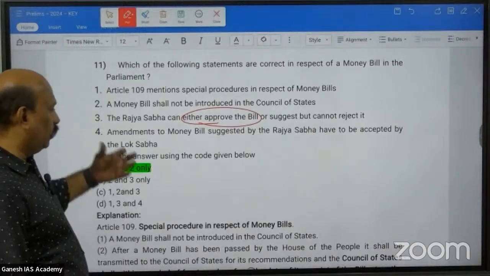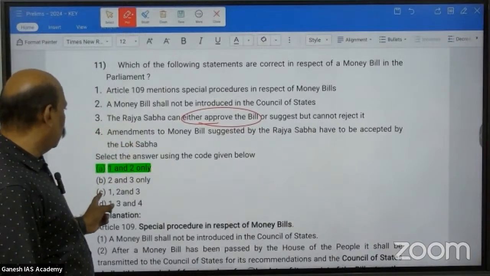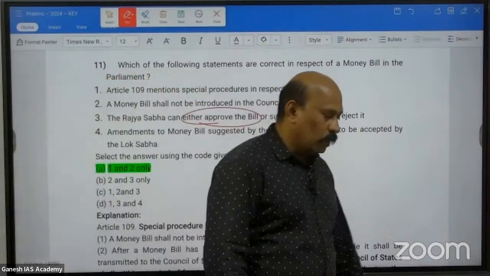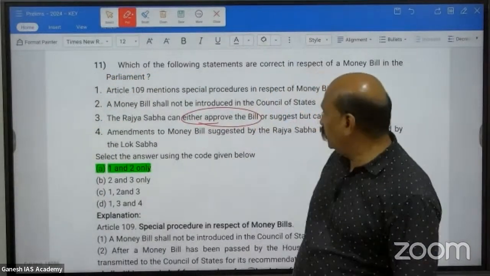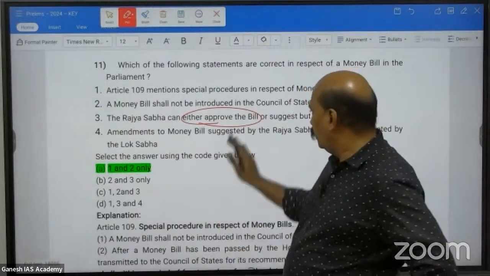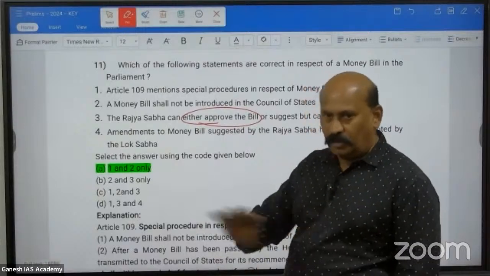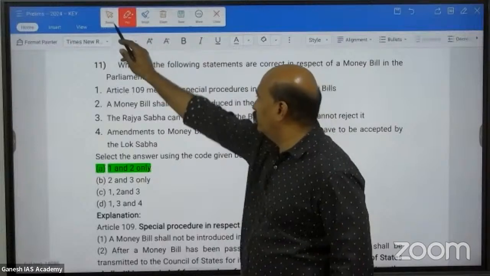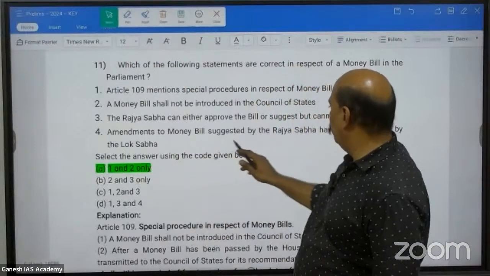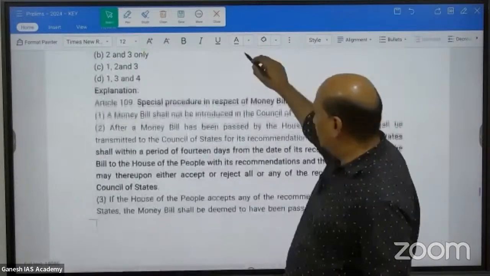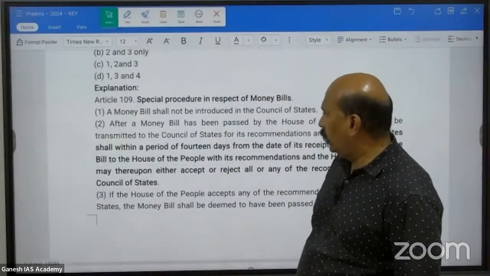Most of the times, some of the keys may say that the correct answer is 1, 2, and 3. In my view, 1, 2, and 3 is not the answer, because statement 3 is wrong, because Rajya Sabha does not have any power to approve. Rajya Sabha cannot approve, cannot reject. It's very simple. And the statement that amendments to money bill suggested by Rajya Sabha have to be accepted by Lok Sabha is wrong. Let us now see what the Constitution says.